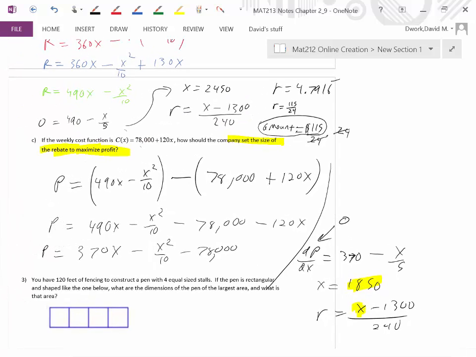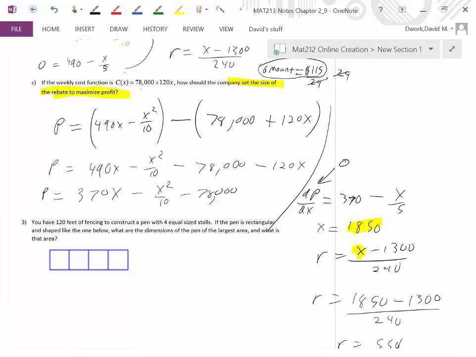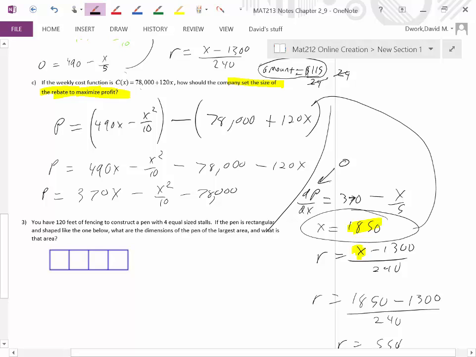What is that? I don't know. The problem didn't ask for it, so I'm not figuring it out. But if I wanted to figure out what my max profits were, I could again take my 1,850 and sub it into my profit equation and get my profit.